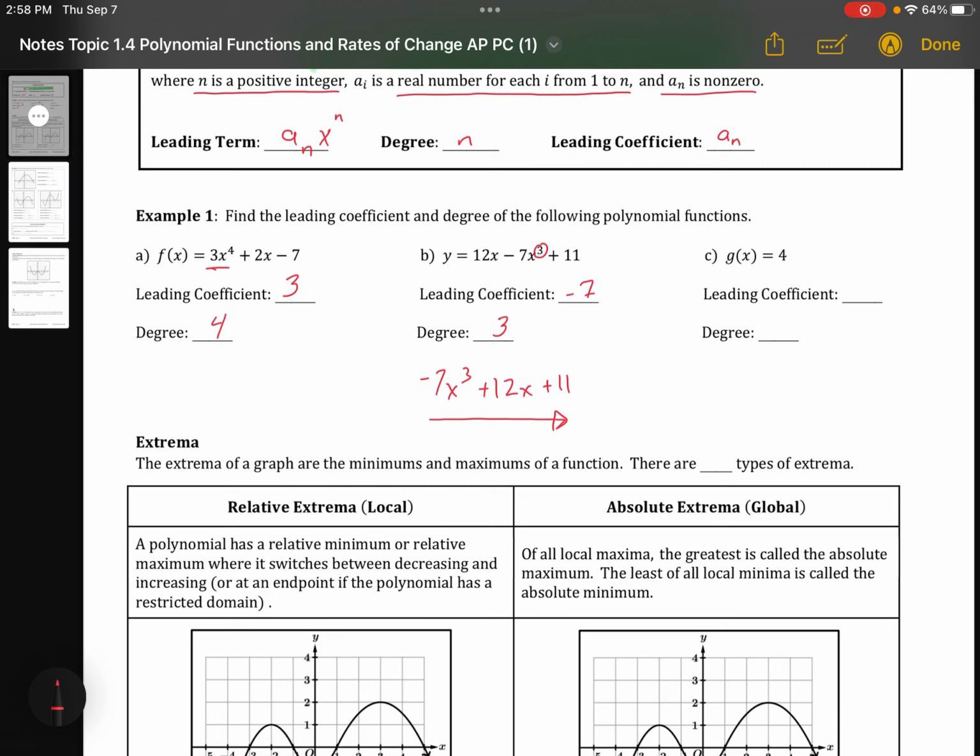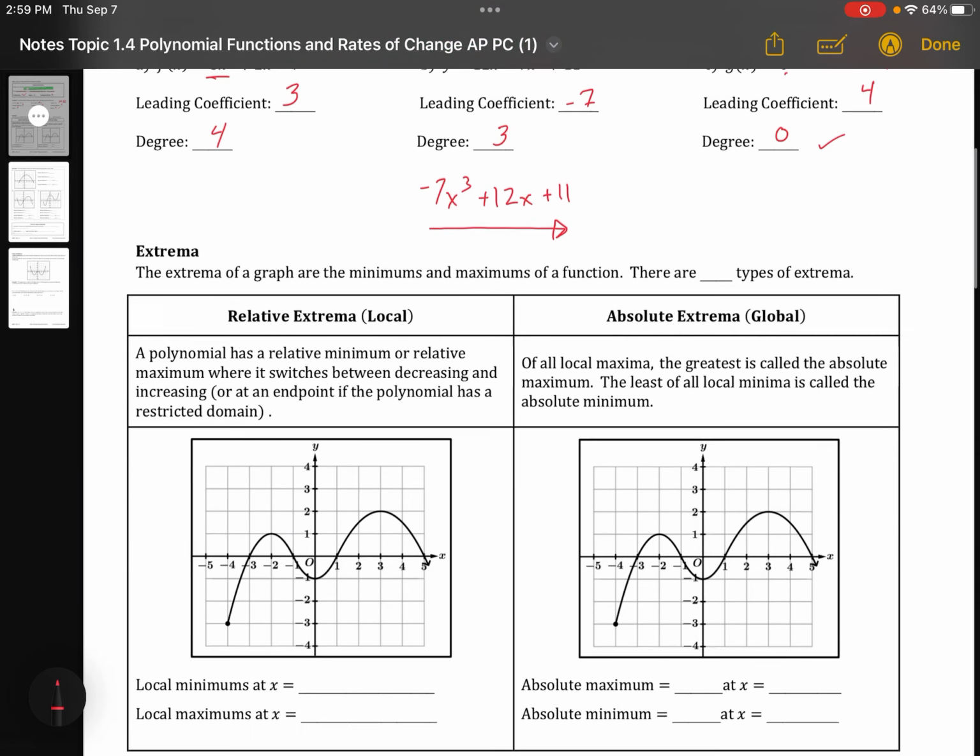Now, on this one, we've got g of x equals 4. Well, we know that we have to have some kind of exponent here. Another way we can look at this is to rewrite it as g of x equals 4x to the 0 power, because anything to the 0 power is just 1. So this x to the 0 power really just becomes 1, and we're back to g of x equals 4. If we look at it this way, it's easier to see that our leading coefficient is 4, and our degree is actually 0. Okay? Just some practice with that.